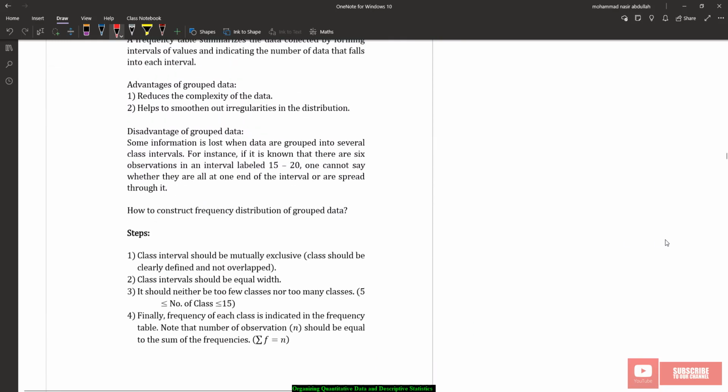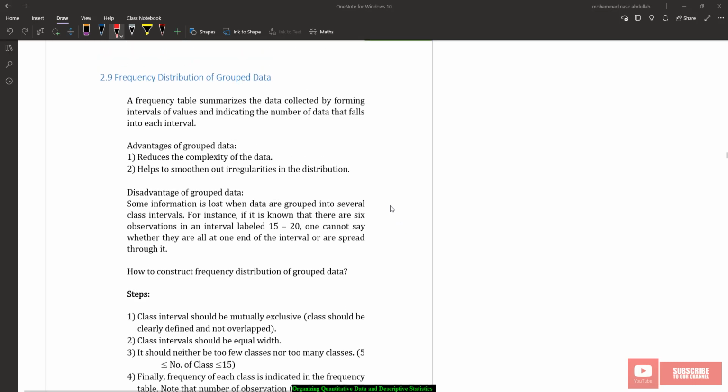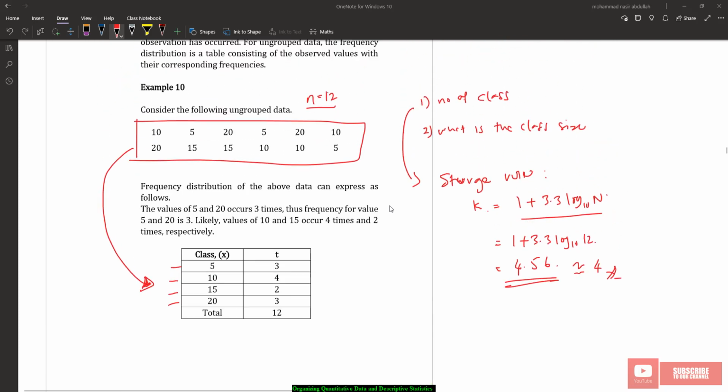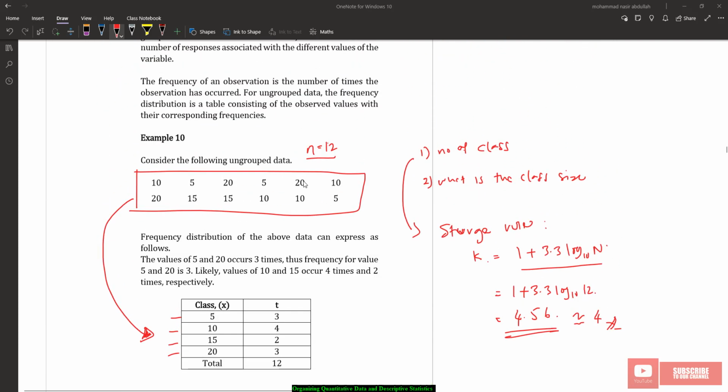So this one I already explained to you, right? But in your class, you don't need to construct a frequency table, you just need to know how to construct a frequency table from ungrouped data. First, we need to find how many classes we want to construct. To find the number of classes, we use Sturges' rule, 1 plus 3.3 log n. You just need to know that.